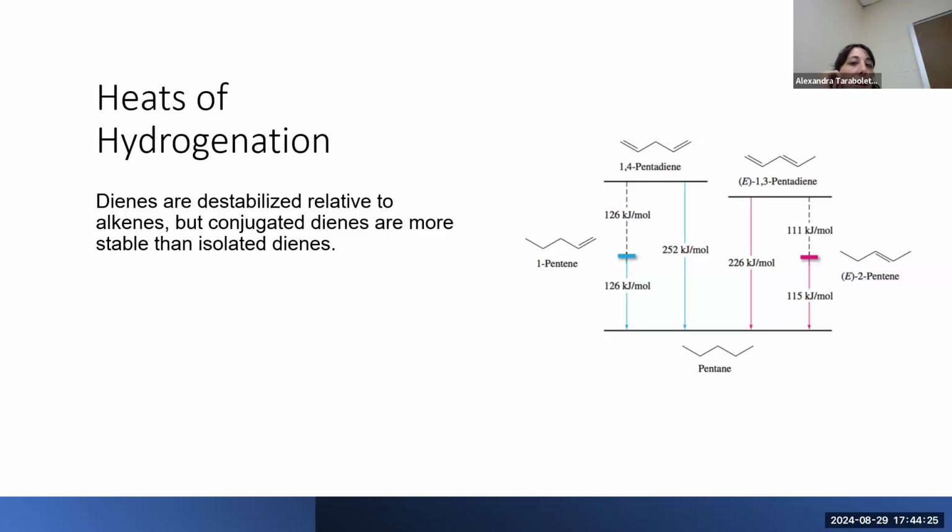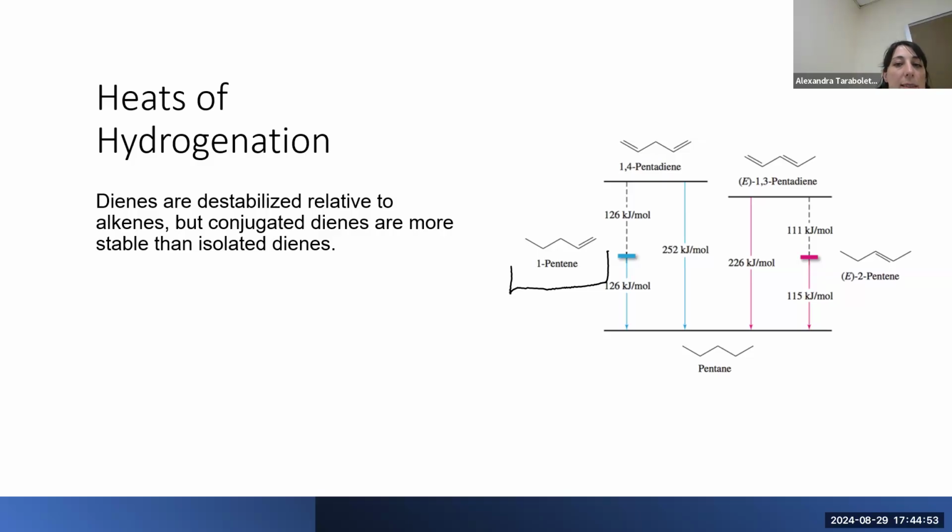On here, we're looking at an energy diagram of pentene. 1-pentene's all the way on the left. You can see 1,4-pentadiene, 1,3-pentadiene, and then 2-pentene. These are all different. So here's one with just 1 double bond. This is also 1 double bond.